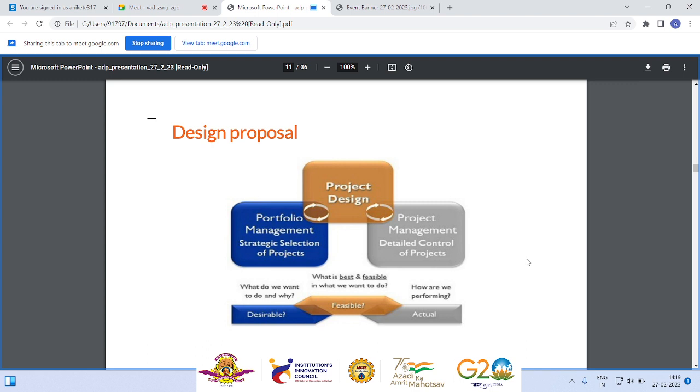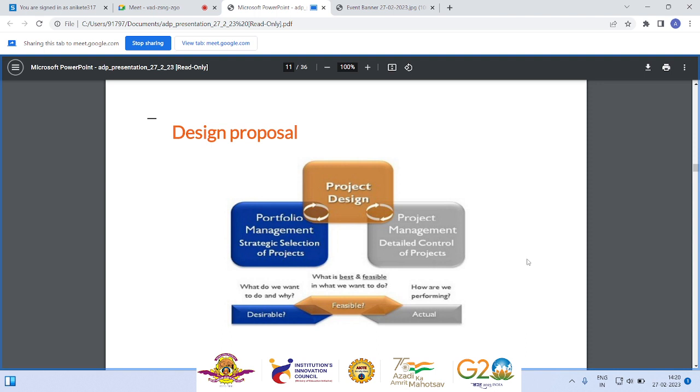For that purpose, while designing, I would have to take into consideration three concepts. The first concept is portfolio management, that is, what do we want to do? हमें क्या करना है? ये चीज़ें उसमें बहुत इंपॉर्टेंट है. After that, what is the best and feasible in what we want to do? What can I do? How can I do it? What is my best possible part that I can do?